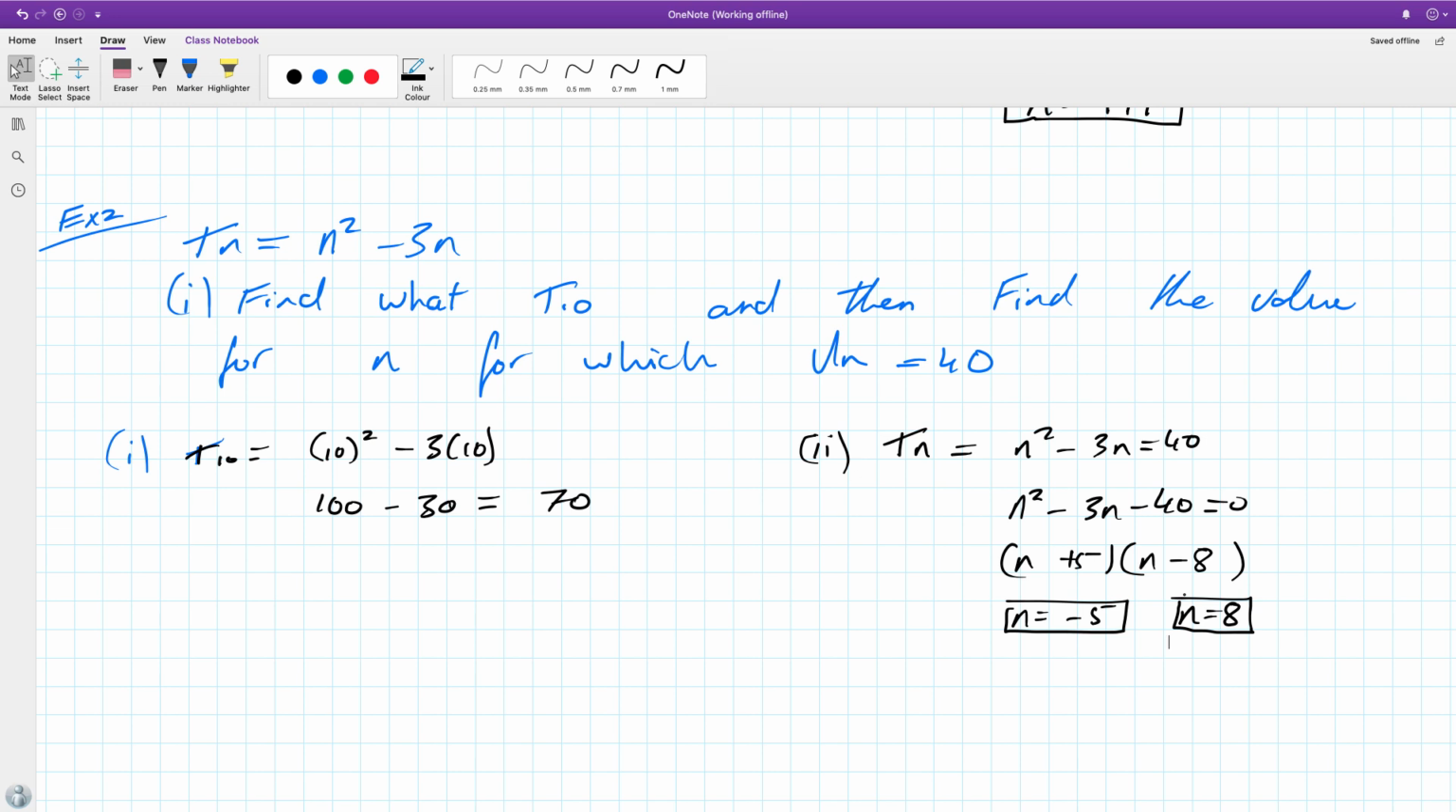So this is a what? Quadratic curve, i.e. it goes down and goes back up, so it's at 2 stages. You're going to have a point here, which is say 40, which is your 8, and your minus 5. How do I know it's a quadratic? n squared minus 3n.